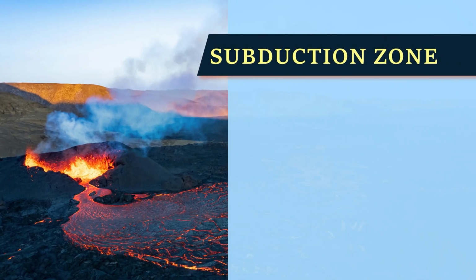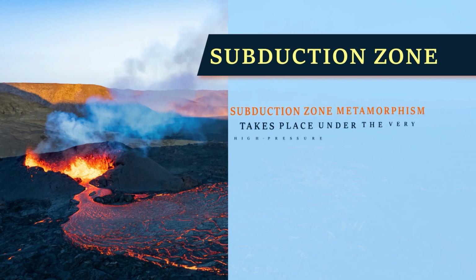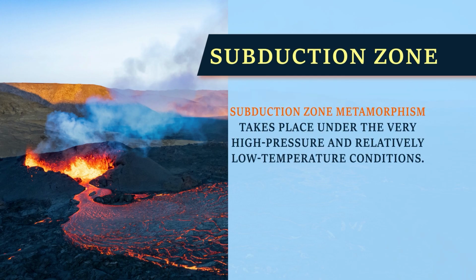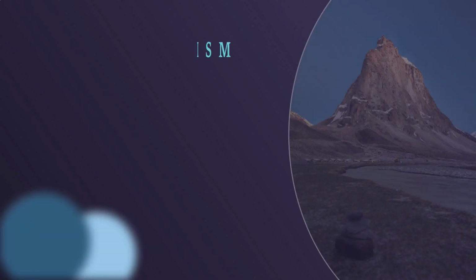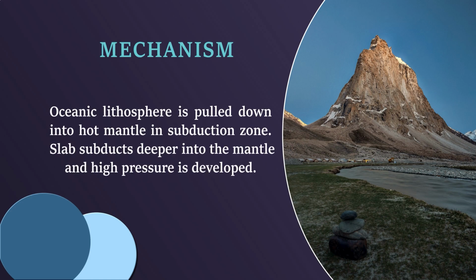Heat is heated up to 300 to 400 degrees centigrade. Orogenic metamorphism is of two types: subduction zone metamorphism and collision zone metamorphism. Subduction zone metamorphism takes place under very high pressure and relatively low temperature conditions. The mechanism is that oceanic lithosphere is pulled down into the hot mantle in a subduction zone, the slab subducts deeper into the mantle, and high pressure is developed.